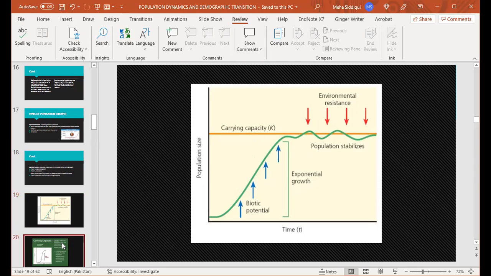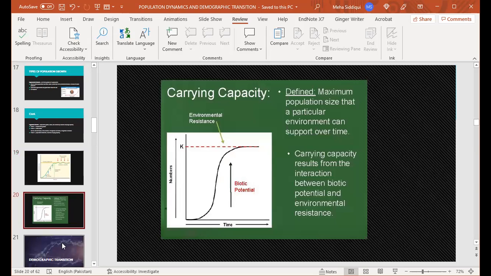Now let's discuss what is carrying capacity. It is defined as the maximum population size that a particular environment can support over time. This dotted line shows the carrying capacity, and it results from the interaction between biotic potential and environmental resistance. As we have already discussed, these are the two main factors that affect the population size.